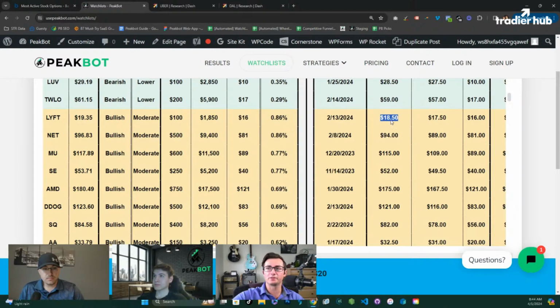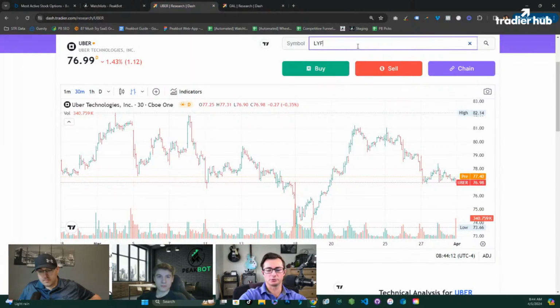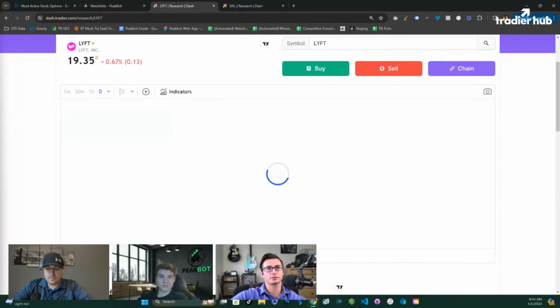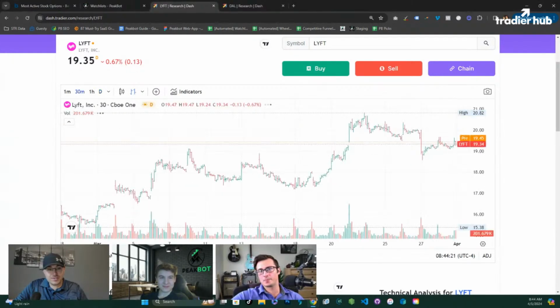Cool. Let's just keep in mind the $18.50 strike that we're estimating to sell. So we're going Uber and Lyft here. Interesting. One week, it's airlines. Now it's rideshare services. We're all about our transportation here in this country.